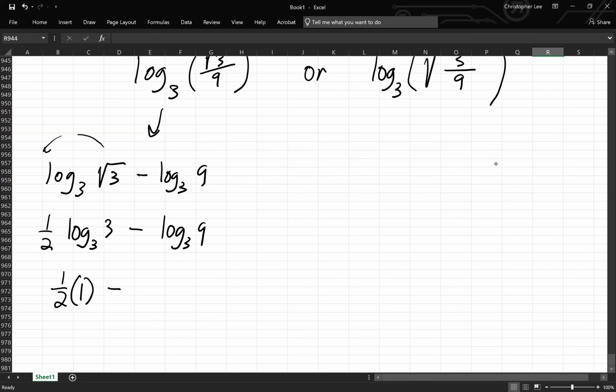We know that 3 raised to the second power gives us 9. So that's just 2, right? Doing the math on this, I'm going to have 1/2 minus 2 over 1. Let's multiply this by 2. We do to bottom, do to top. So this becomes 1 minus 4 over 2. Call that negative 3 over 2, right? So that would be my answer here.